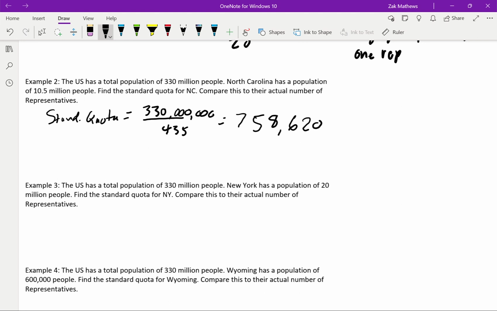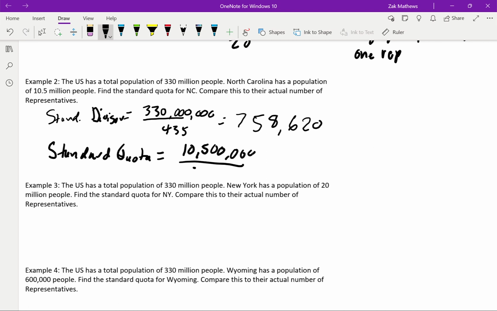So that is how many people each representative in the U.S. Congress should represent. So now I'm going to take North Carolina's population. Sorry, this was not the standard quota. This was the standard divisor. I want to find the standard quota. And so we're going to take the population of North Carolina, 10,500,000, divide it by the 758,620. And when we divide, we get a total of 13.84. And so this would be our answer. This is our standard quota.